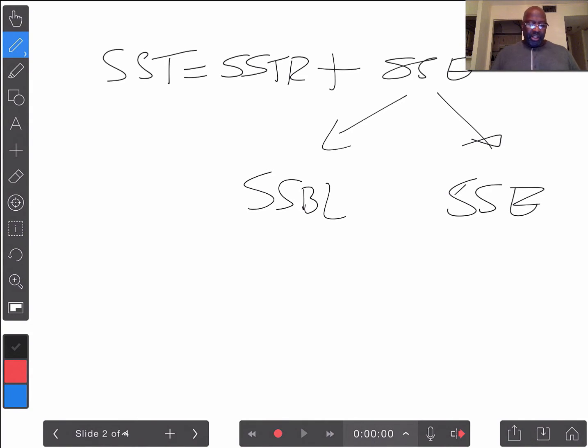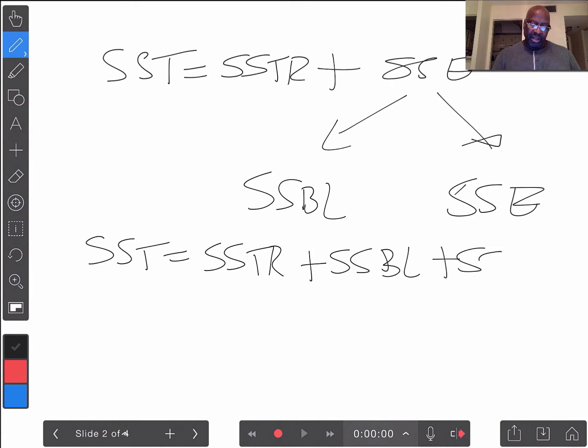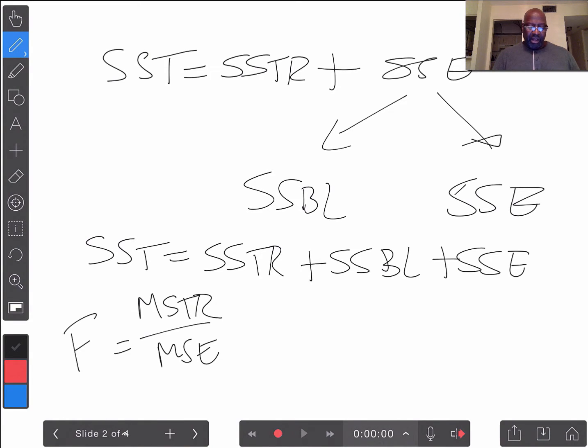All right? And so now we have SST is made up of three parts: SSTR plus SSBL plus SSE. And that now will help to improve the sensitivity of our tests, because when we take MSTR over MSE for our F statistic, it does not include the noise that is created by the differences amongst the blocks, in this case the automobiles.